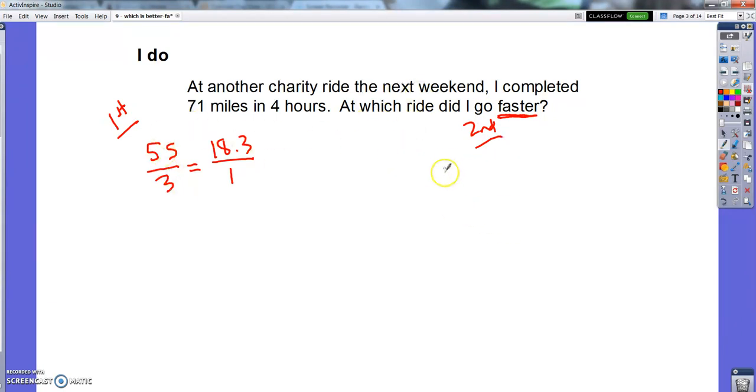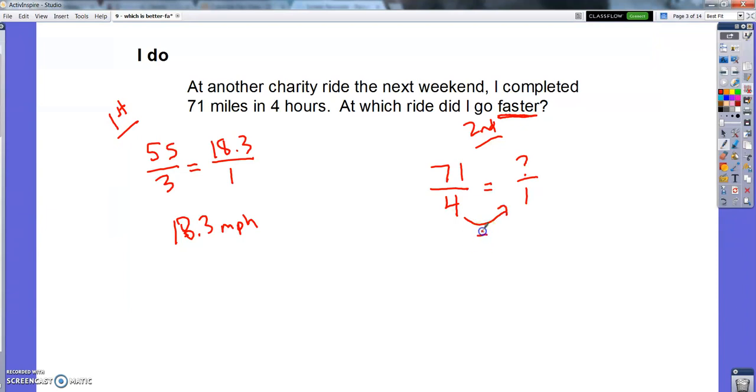So at my second ride, I went 71 miles in 4 hours. It's not immediately obvious to me if it's faster to go 55 in 3 hours, or if I go 1 more hour, I went more miles in more hours. It's not immediately obvious which one of these is faster, because they seem kind of close. So the only way to compare the two is to get down to a unit rate. Let's find my unit rate over here. How many in 1 hour?